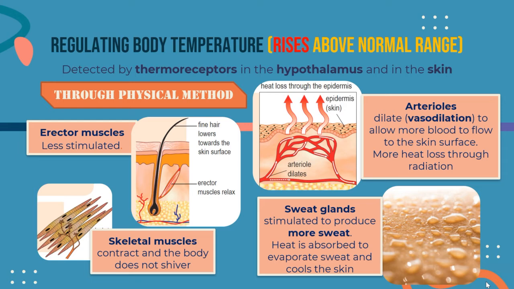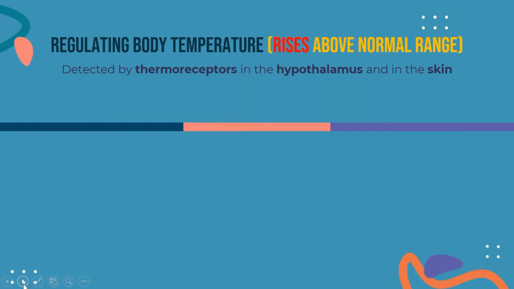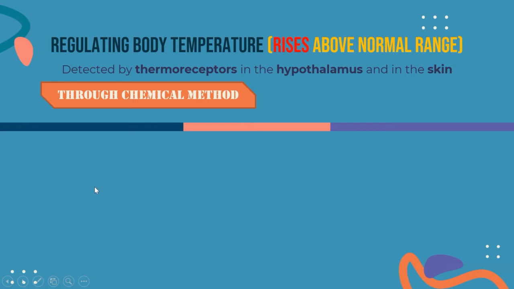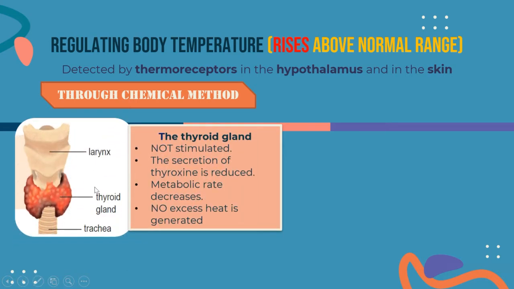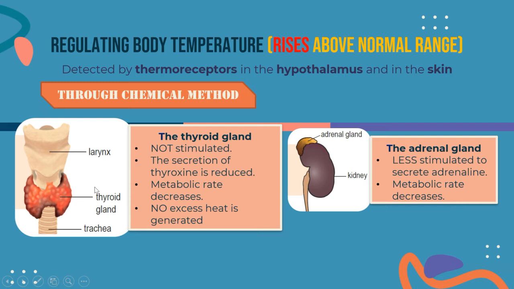Okay, so this refers to the corrective mechanisms that are very important to decrease the body temperature back to the normal range. What about the chemical method? The chemical method also plays a role in decreasing the body temperature back to the normal range.